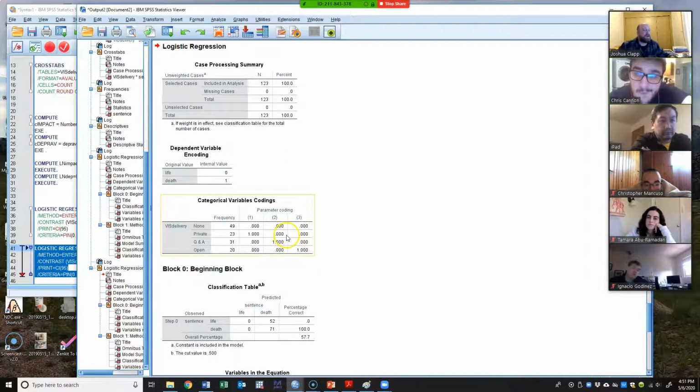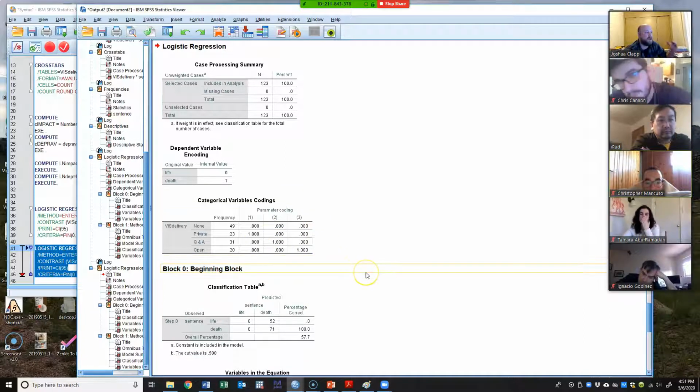Looking at my categorical variable codings, this is important too. Again, who's my reference group based on this? It is no VIS delivery. And so my first indicator is private versus none. My second indicator is Q&A versus none. My third is open versus none. Again, it's always essential that you know how these are categorized.